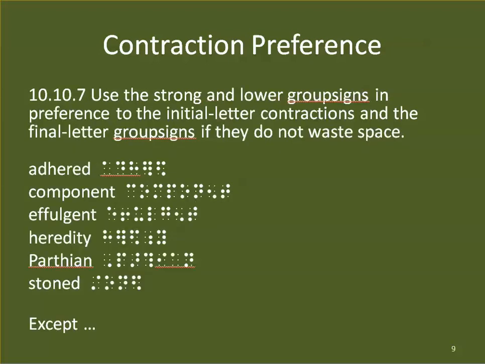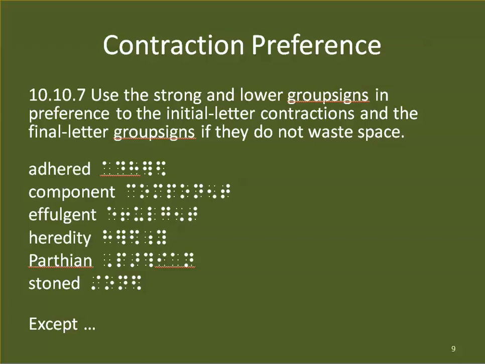Except, we use the strong and lower group signs in preference to the initial letter contractions and the final letter group signs if they do not waste space. So we can use the strong contraction group sign, of course. That's the first preference. We can even use lower group signs if we have a choice between a lower group sign or an initial letter contraction or a final letter contraction, because those take up two cells by themselves already. So adhered, instead of using the HERE contraction there, that's an initial letter contraction, we're going to use a strong contraction, ER and ED instead.